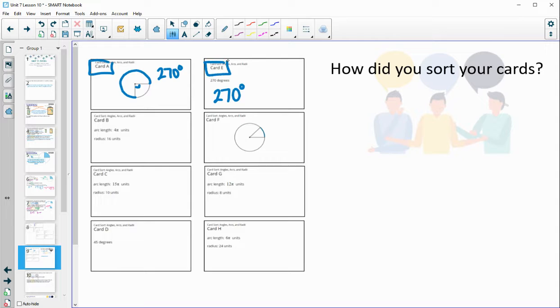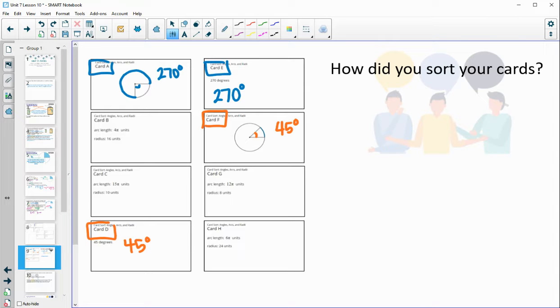Okay, one other thing I noticed was that this card just says 45 degrees. And then this arc right here, this angle looks like it's half of a right angle. So here would be like a 90 degree angle, and that angle looks like it's half of it. So this one seems to be a 45 degree central angle here. So I'm going to put these two cards together.